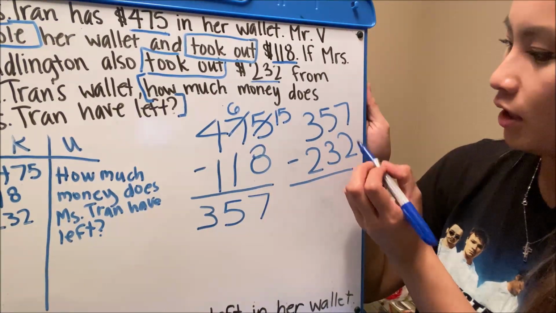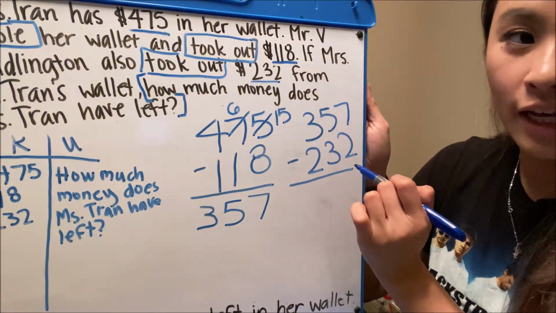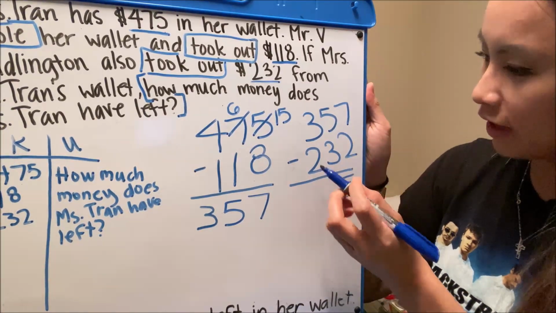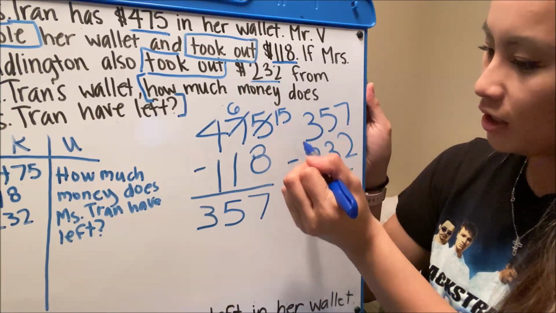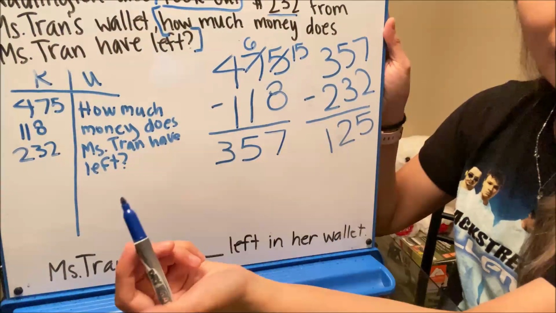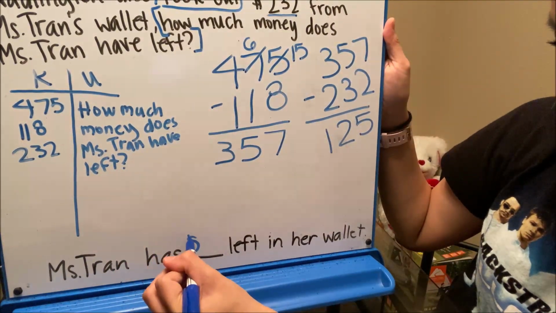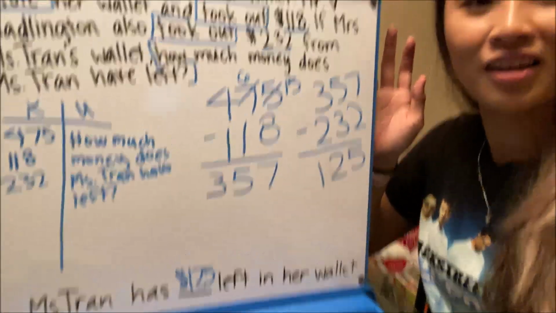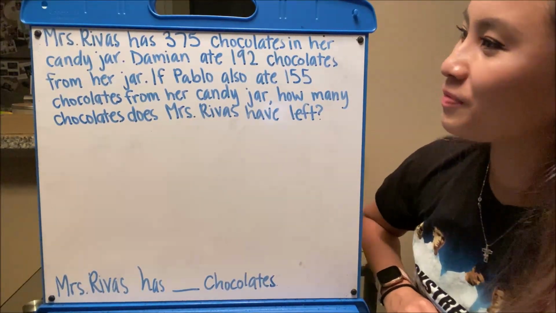Let's look at the ones place right here. Since there's more on top, we're gonna stop, and we can just go ahead and subtract how it is. So 7 minus 2 is 5. 5 minus 3 is 2. And 3 minus 2 is 1. So, how much money do I have left? I have $125 left in my wallet.